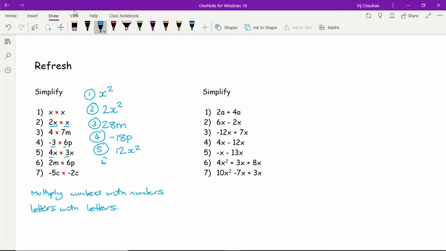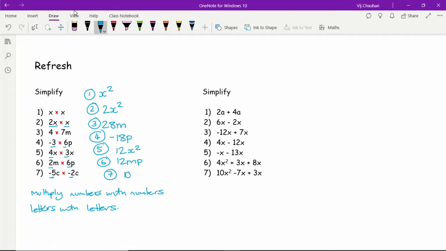And with question 6, I've got 2 times 6, which is 12 again. And here I've got m times p. Because they're not the same letter, I can't combine them using powers, so that's simply going to be mp. When you have two letters multiplying together, it's good practice to write them in alphabetical order. If you were to write 12pm, although it represents a time, you wouldn't lose any marks, but again, try to keep your letters in alphabetical order where possible. And finally, for question 7 on this section, here we've got minus 5 times minus 2, so 5 times 2 is 10.